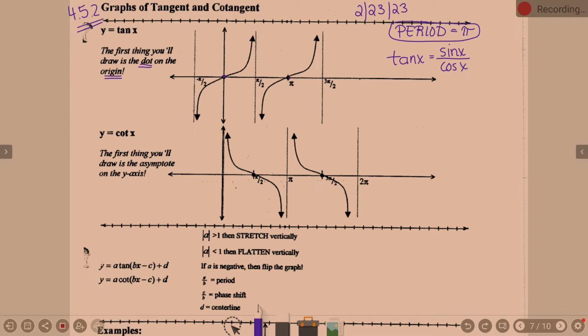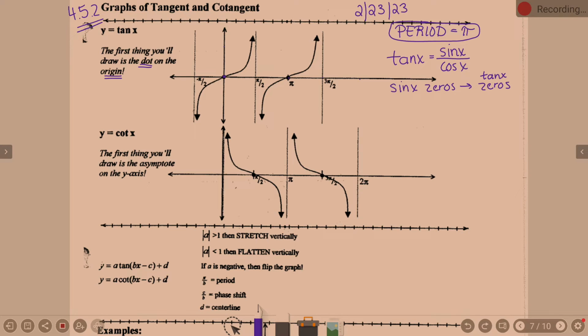The reasoning is that sine is in the numerator. What happens when the numerator of a fraction is 0? That fraction is 0. So any zeros for sine are automatically going to be zeros for tangent. Sine x zeros are going to be tan x zeros.